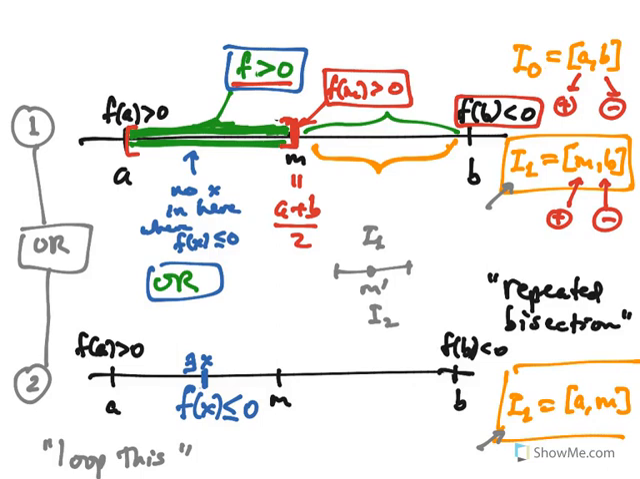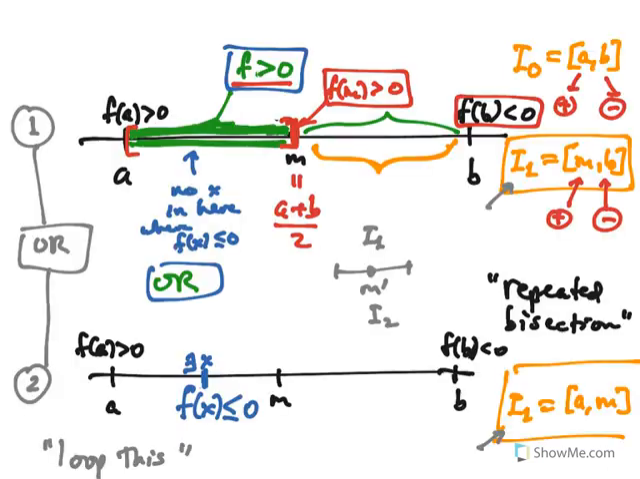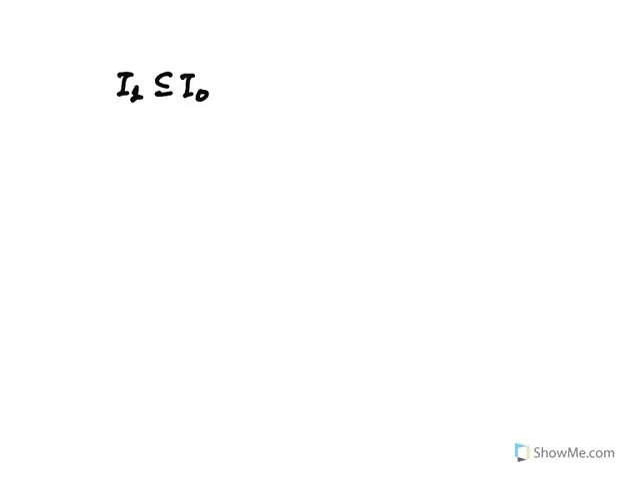Now, let's take notice of the fact that I1 is just one of the two halves of I0, so it's certainly inside of I0. In other words, I sub 1 is, in either case, inside of I0. Because in case 1, it's the right-hand half. In case 2, it's the left-hand half. But in either case, it's inside. And the length of I1 is just half the length of I0. By the length of an interval, I just mean the right endpoint minus the left endpoint, b minus a.